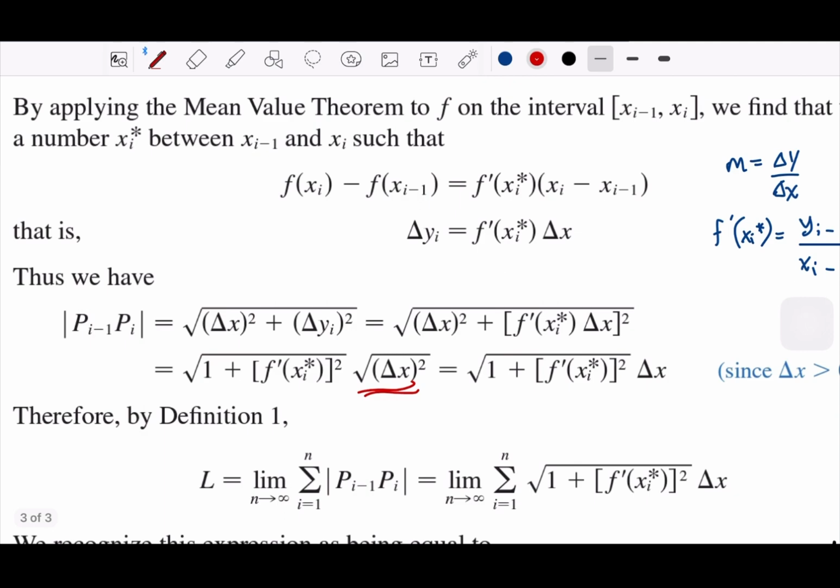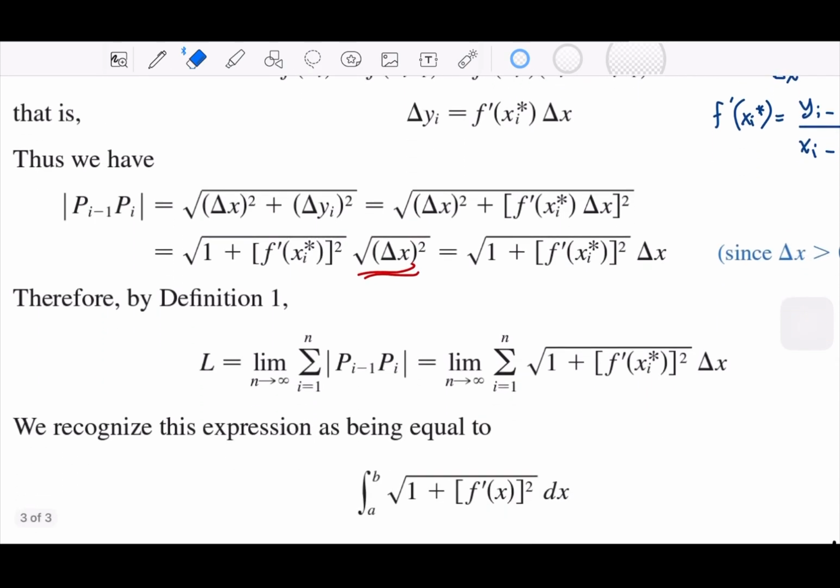So by definition, the limit for L, as n goes to infinity, is the sum of the distances of the segments, and the segment is defined by this formula, and we have this result. And by definition, limit and sum is integral, right? If we define this from a to b, then this will be the integral from a to b of this, dx. So this expression is really saying that we are going to measure the length of the curve f of x from a to b.